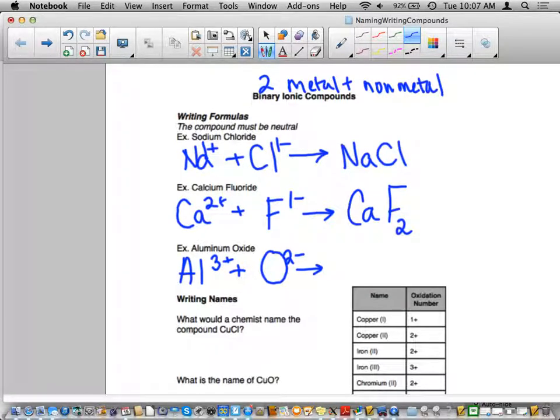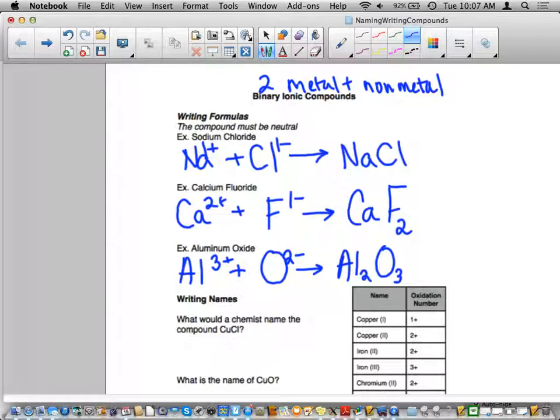And when I bring them together, I need to balance their charges. So how do I do that? Molly? Bring in 1 more aluminum and 2 more oxygen. So 2 aluminum and 3 total oxygen. Make sure you guys use the subscripts correctly.